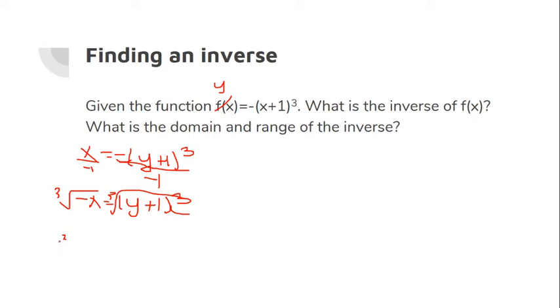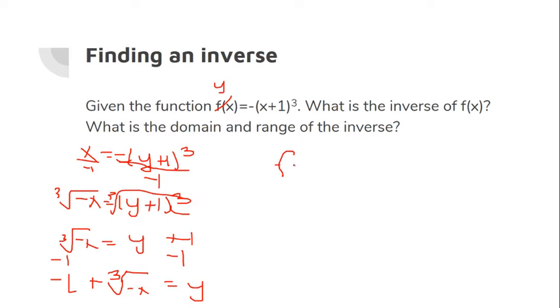So I now have the cubed root of negative x equals y plus 1, and then finally subtract 1. So I have that negative 1 plus the cubed root of negative x equals y. And then remember, we need to change it from a y to our inverse. So our inverse function is negative 1 plus the cubed root of negative x.